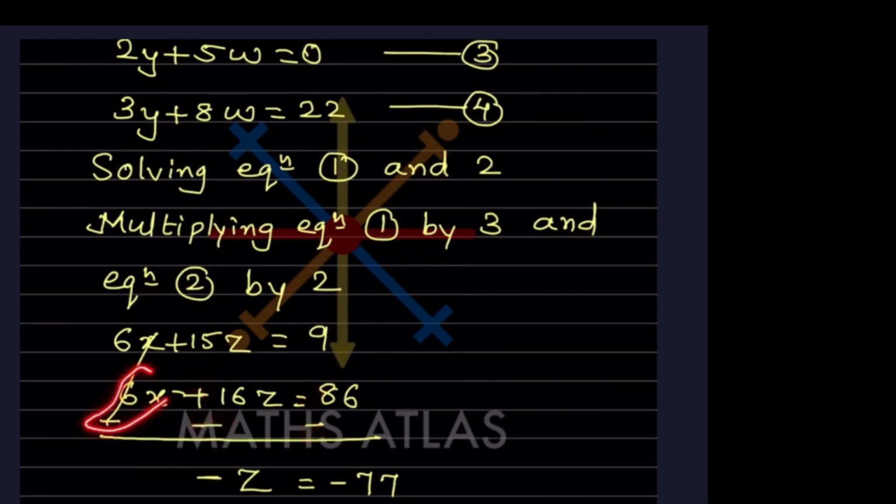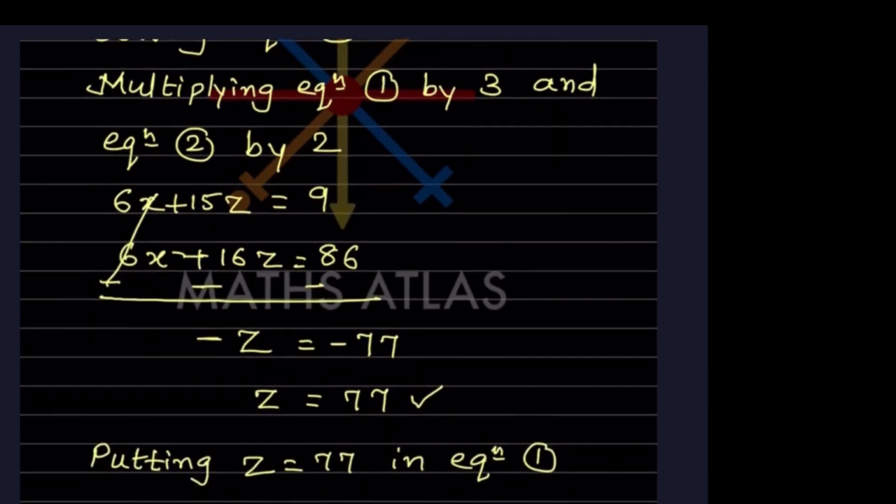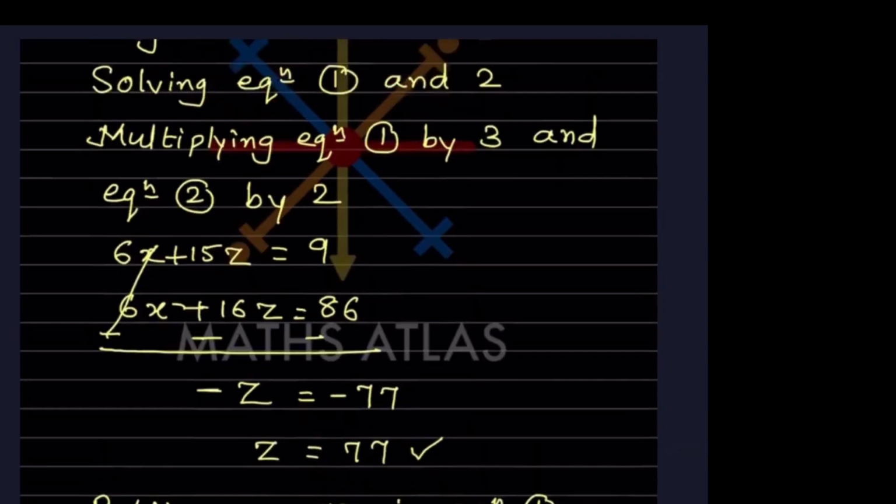Now look at the new sign. This gets cut. The new sign is minus 16 plus 15, which means minus 1, but usually we don't write the 1, so that is only minus z. Now here minus 86 plus 9 is going to be minus 77. So this gets cut, so z is 77. You got z.